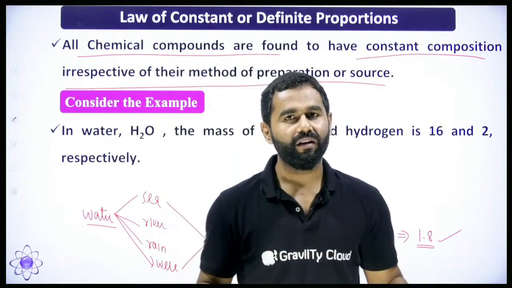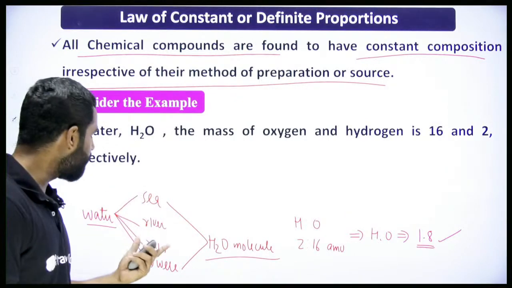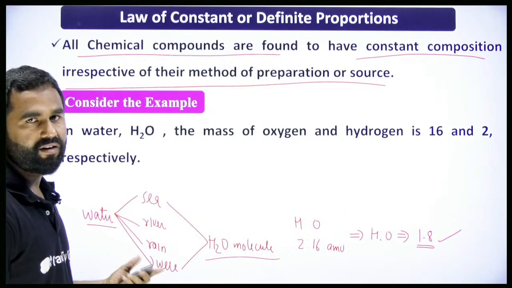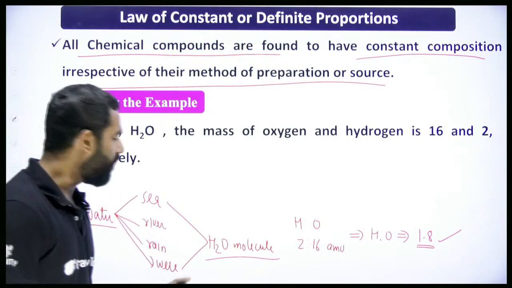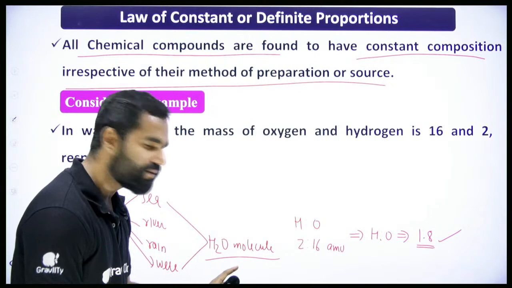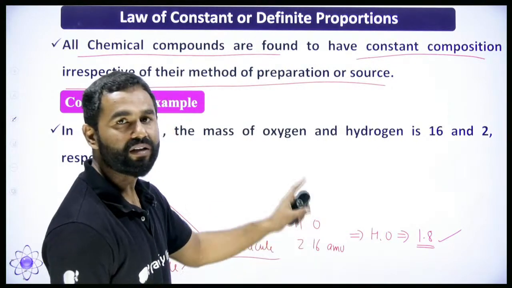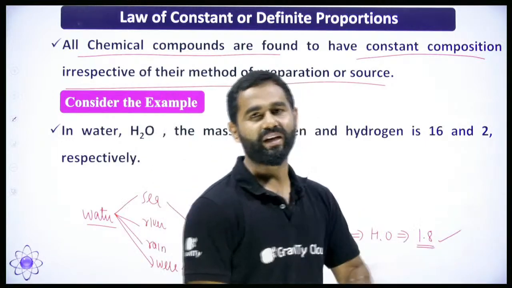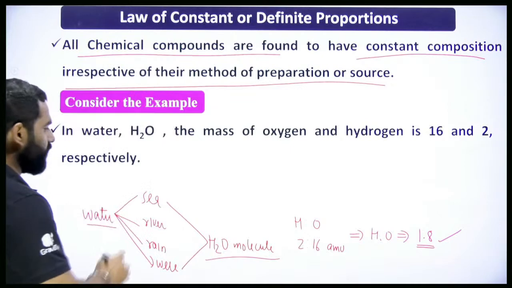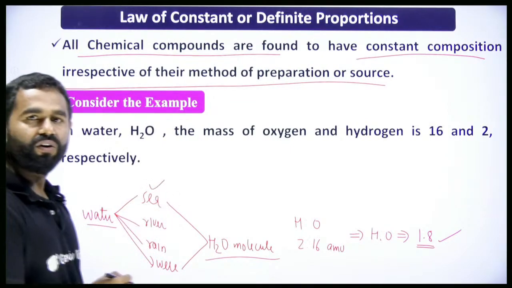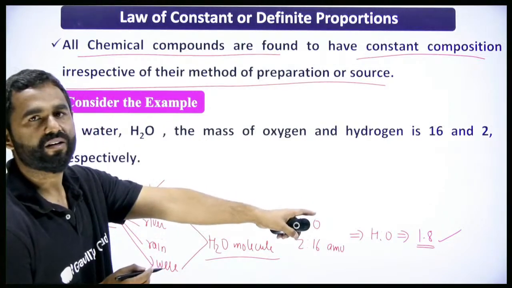It does not matter whether you take this water molecule or you take water from rain, sea, river, pond or well. From any source of water you take, that water will always contain only H2O molecules, and an H2O molecule has hydrogen and oxygen in the ratio of 1 is to 8. Fixed ratio. Right? So if you take water from the sea, in the sea water also, hydrogen and oxygen will have the ratio of 1 is to 8.